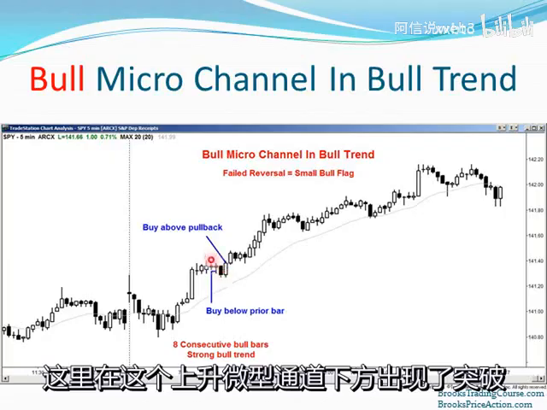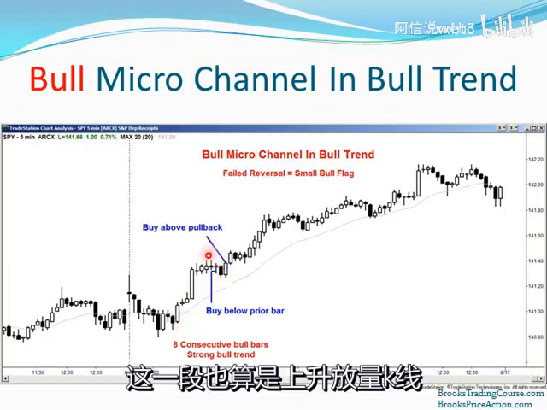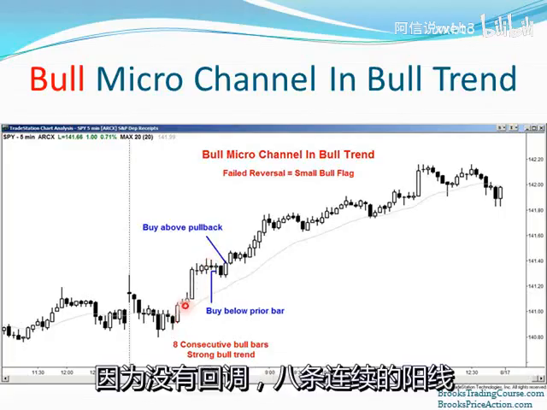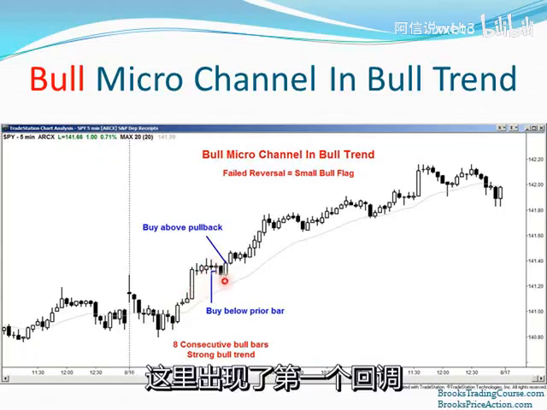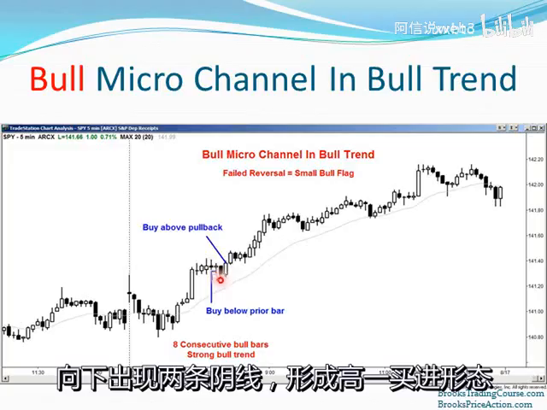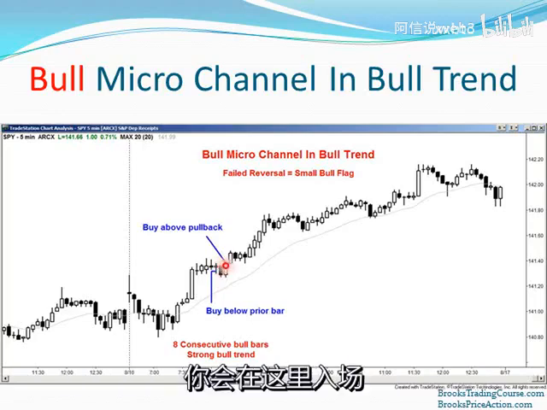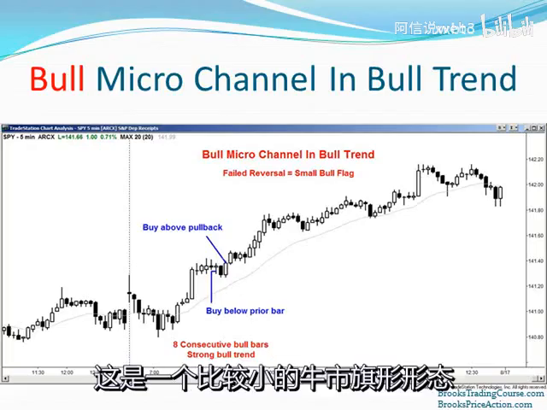And here we have a breakout below the bull microchannel. You can also call this a bull spike or a bull breakout. It's also a bull microchannel because there are no pullbacks. We have 8 bars without a pullback. So here we have the first pullback. We've dropped down for 2 bars. It's a high 1 buy setup. You can place a buy stop above the high of the prior bar, and you would have been filled here. So it's a small bull flag.